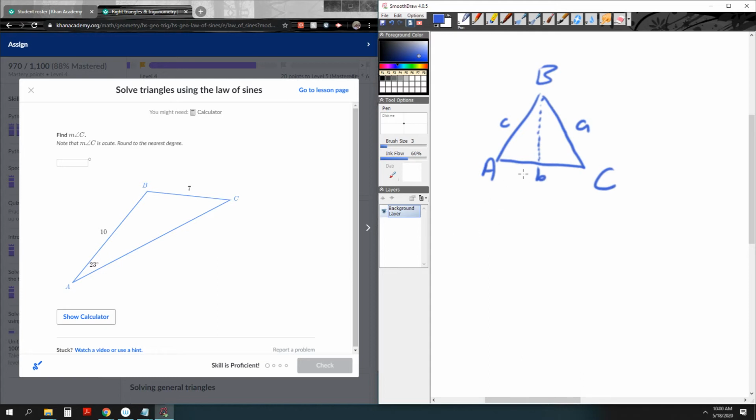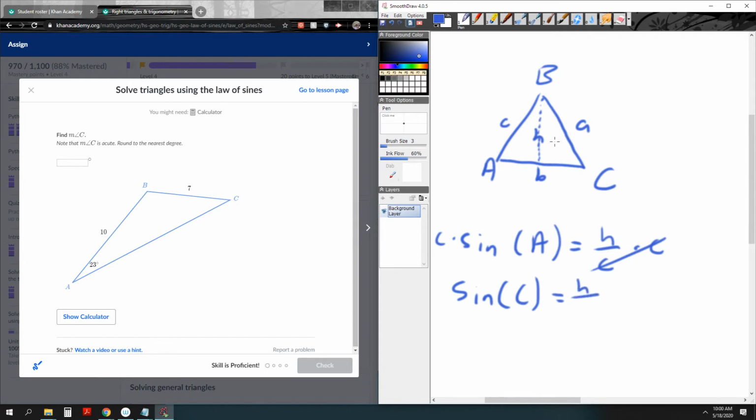So notice, I'm going to call this H again. Notice that the sine of A equals H over C. If we multiply both sides by C, we get C times the sine of A equals H. We're going to do the exact same thing over here. The sine of big C equals H, the height of my triangle, over A, my hypotenuse. Multiply both sides by A. These are both equal to H.